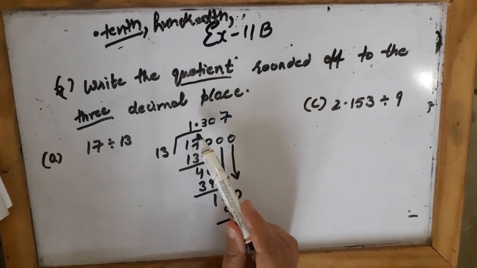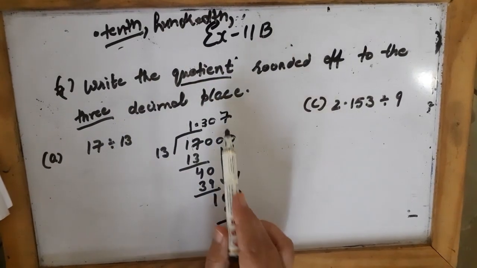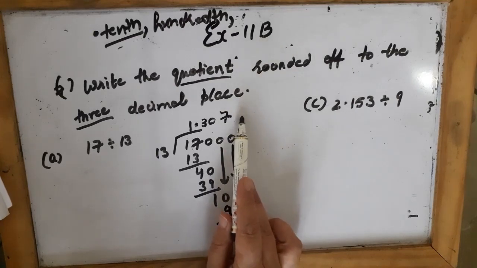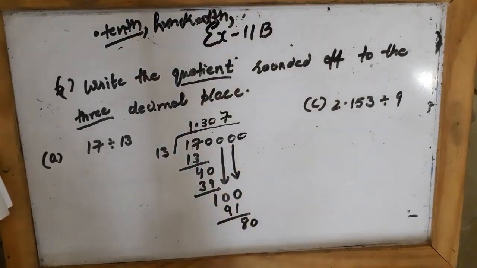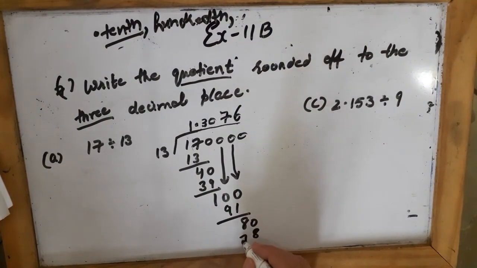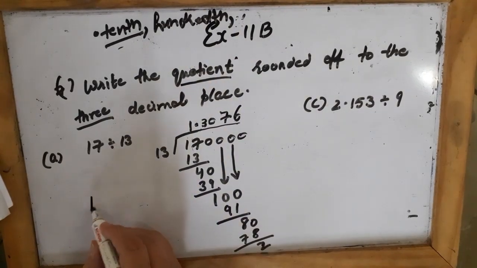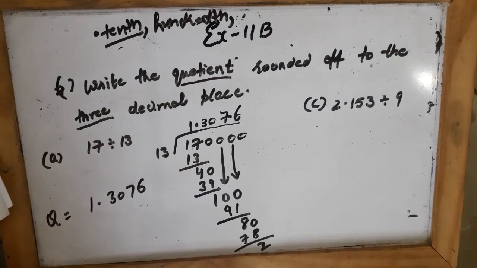And how much is left? 8. Now I said I want my answer till 4 decimal places because I have to round off the third decimal place, and for that I have to find the 4th decimal place. So add one more 0, this becomes 18. Okay, so now 13 6s are 78. So how much is left? 2. So I will not continue my sum because I wanted only 4 decimal places. So what is the quotient? 1.3076.